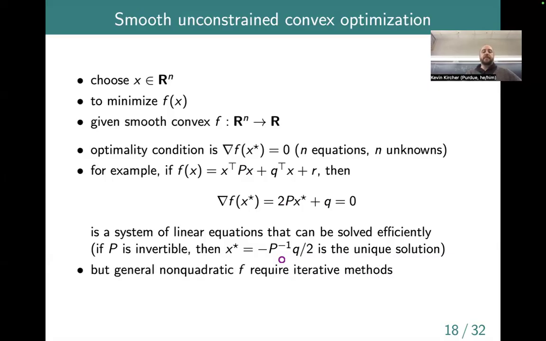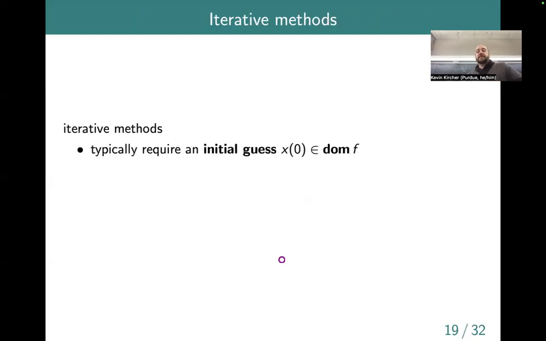All right, but what if f is not quadratic? And we end up having basically a bunch of nonlinear equations, which can be challenging to solve numerically. What do we do in that case?